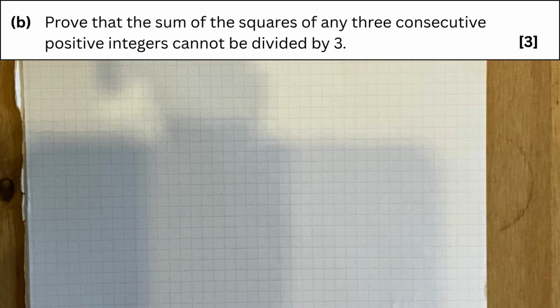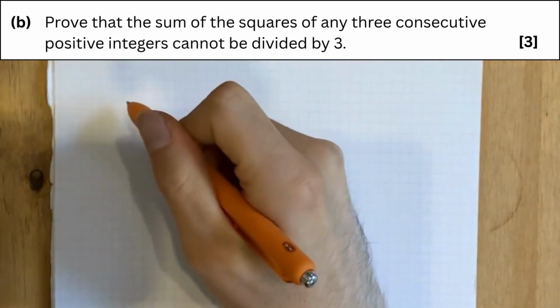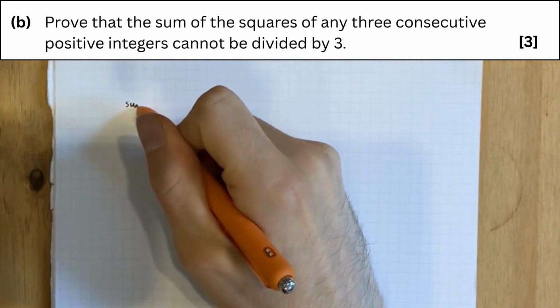In this proof by deduction question, we are asked to prove that the sum of the squares of any three consecutive positive integers cannot be divided by 3. That is a mouthful to say, so let's see how we're going to prove it. In a question like this, my preferred method is to work backwards.